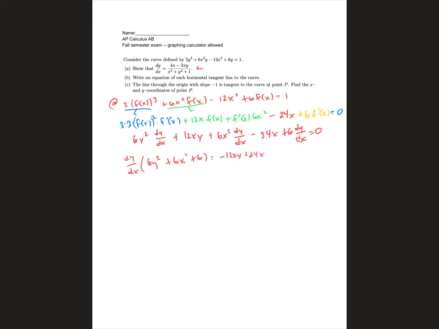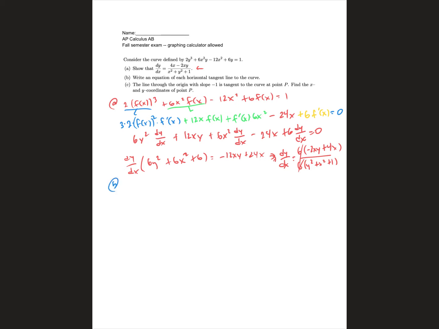Divide both sides by what's there next to the dy/dx. And then both the top and the bottom of this have a common factor. So I'm going to pull out the 6 on top and bottom, and then cancel it. And it looks like the thing that we started with. So that's part A.